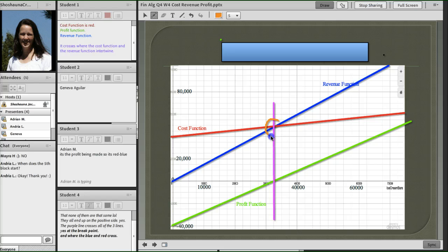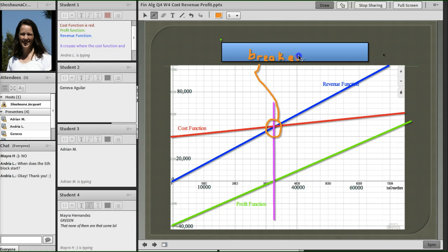So here is that point there. I'm going to write it up here. That's your break even. That's your break even point where your cost function crosses your revenue function, or your revenue function crosses your cost function, whichever one. And notice what's going on below it on the green line. What happens with your profit function at the break even point?